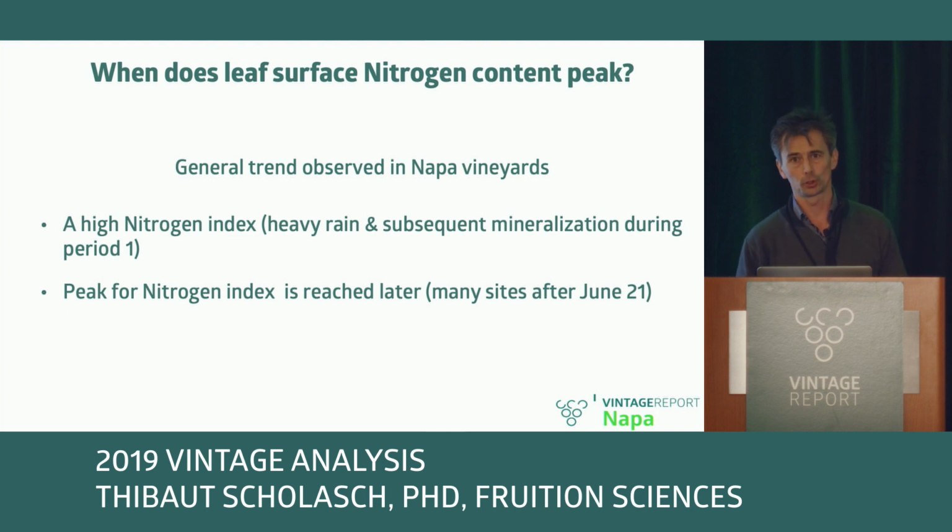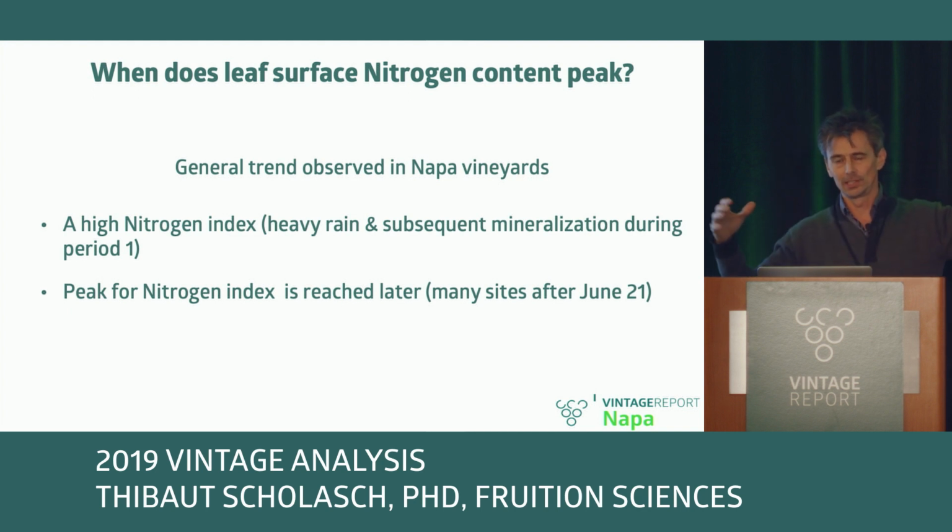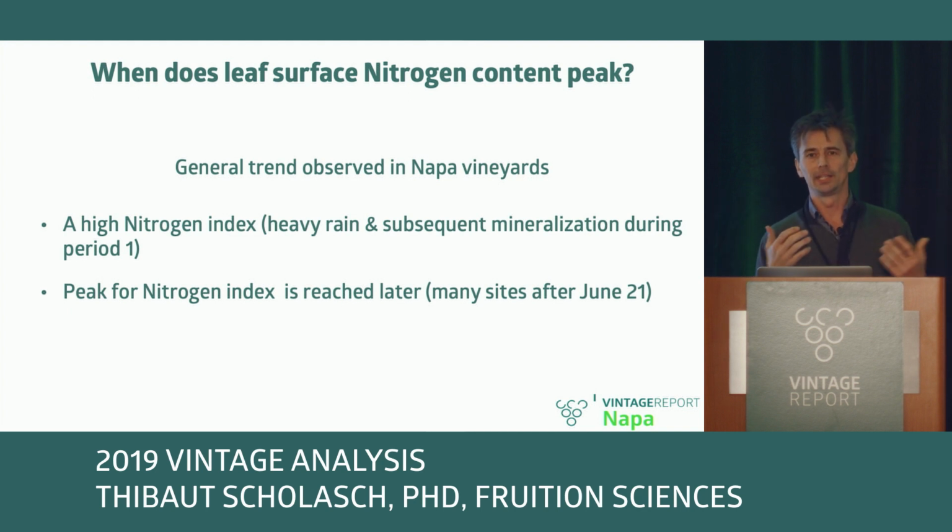It was a general trend observed in Napa, and it means two things. It means that the plant had delayed the moment when it stops accumulating nitrogen, and that initially we had those bombs in terms of nitrogen-rich plants, and it's thanks to this delay in leaf area development that we ended up with numbers that were in a similar range of values as 2016.